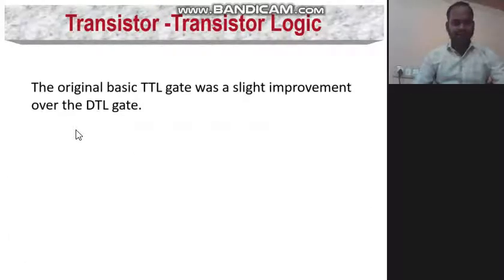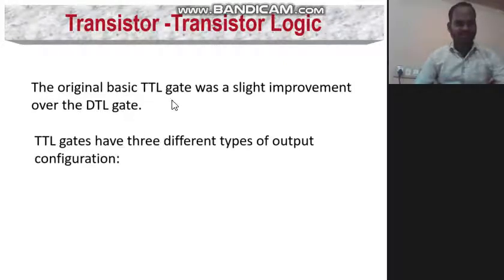The original basic TTL gate was a slight improvement over the DTL logic gate. The TTL logic family was introduced from the DTL logic family, where DTL is diode transistor logic. From this diode transistor logic, we can derive the next logic family, that is TTL, transistor transistor logic. Before this TTL logic family, the family was DTL.